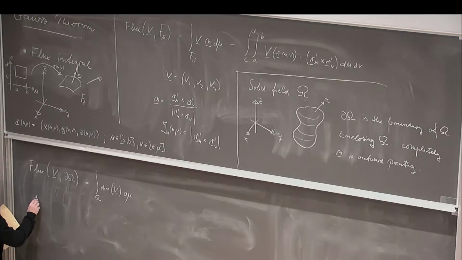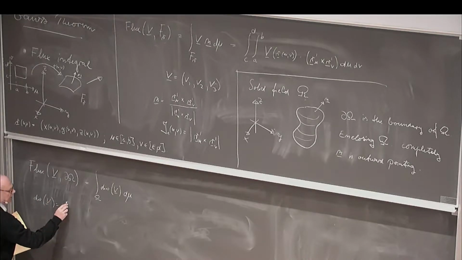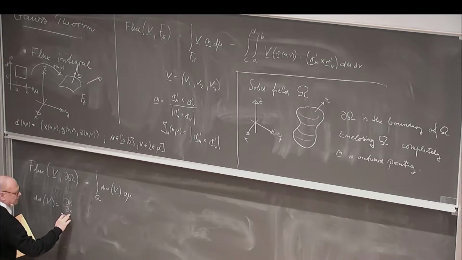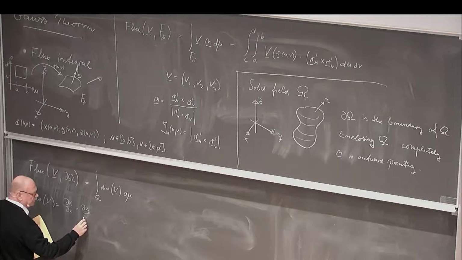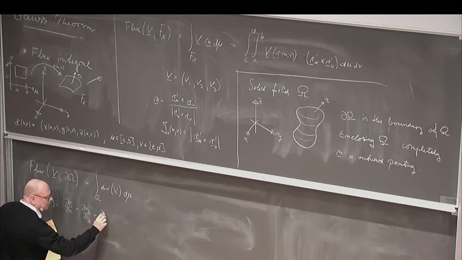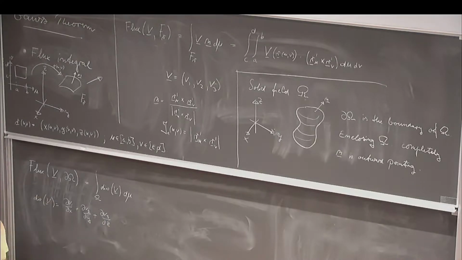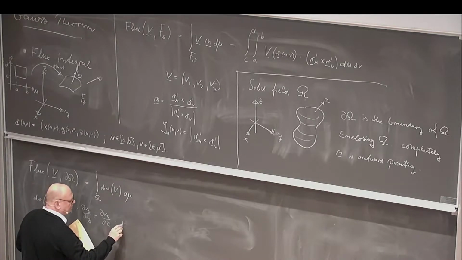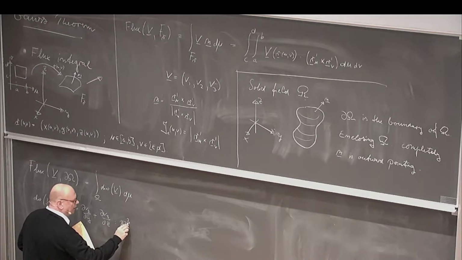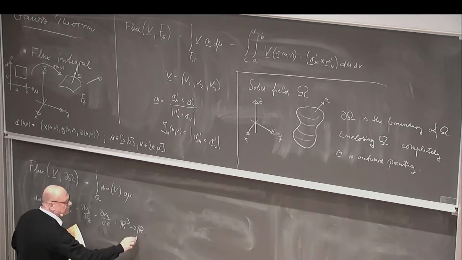And remember, the divergence of the vector field is simply the first coordinate function differentiated with respect to x plus the derivative of the second coordinate function with respect to y plus the third coordinate function with respect to z. This is simply a function from R3 into R.